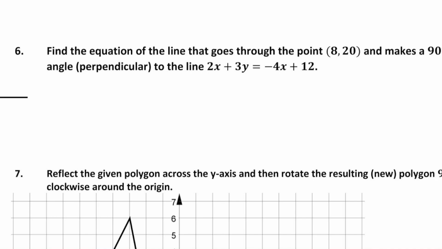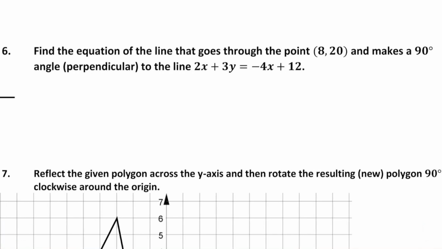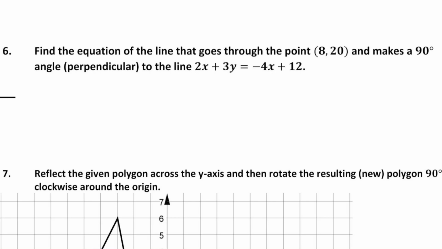Question 6: find the equation of a line that goes through the point (8, 20) and makes a 90-degree angle, is perpendicular, to the line given right here: 2x plus 3y equals negative 4x plus 12.